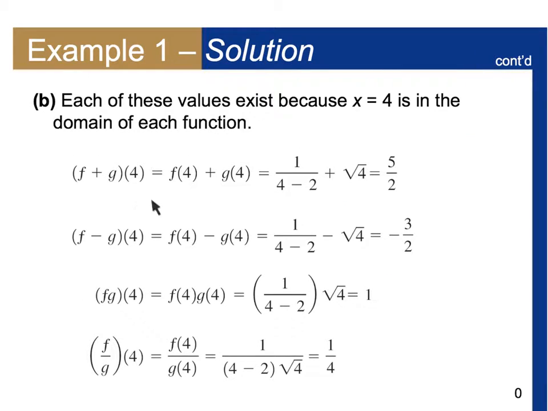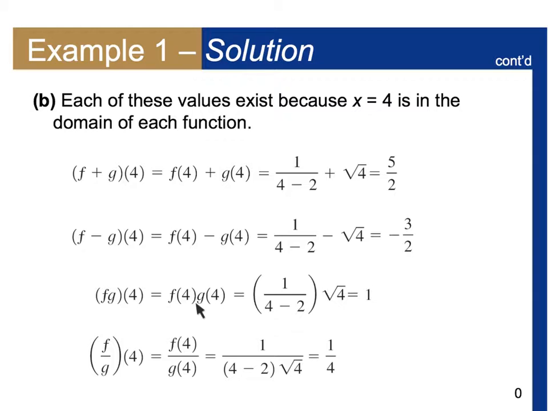Now let's evaluate these four functions at 4. So f plus g of 4 is f of 4 plus g of 4, which is 1 over 4 minus 2, plus square root of 4, which is 1 half plus 2, which is 5 halves. f minus g of 4 is f of 4 minus g of 4, which is 1 over 4 minus 2 minus square root of 4, so that's 1 half minus 2, which is minus 3 halves.